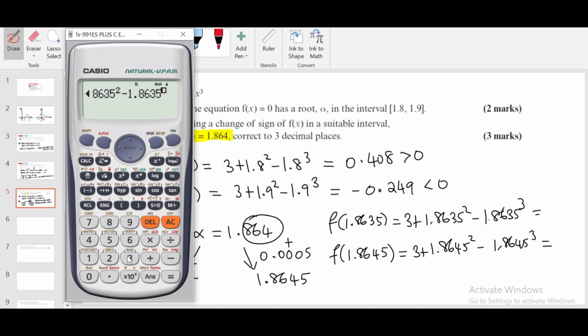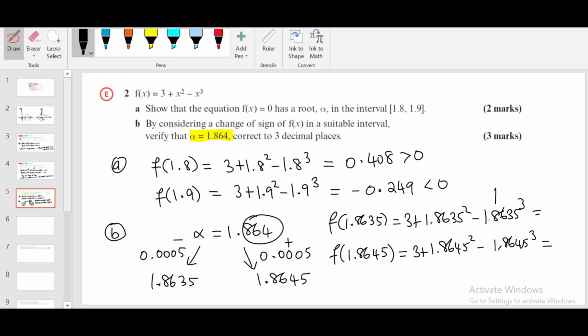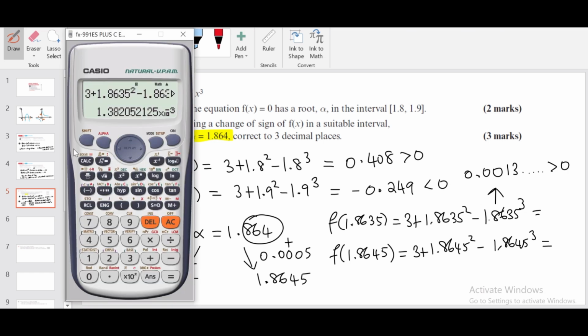You get a standard form sometimes in the calculator. I don't know if the calculator you are using is giving you the actual number or not, but if you get a standard form, you still need to write it as a proper number. I'm getting a number 1 point something something times 10 to the power minus 3. So I'm gonna put 2 zeros. This value is 0.0013 etc., a positive number.